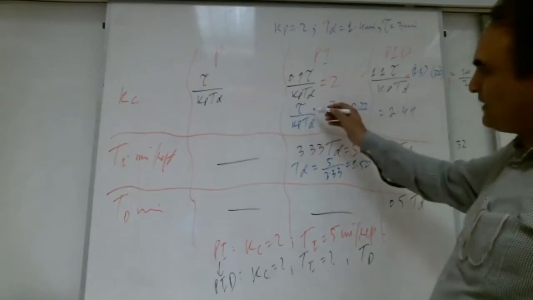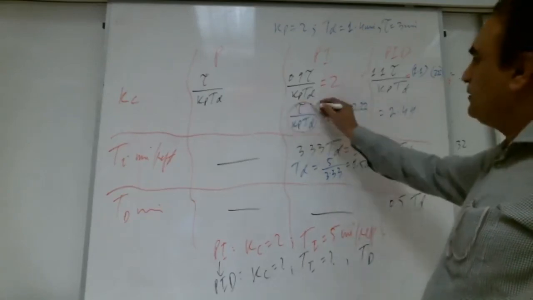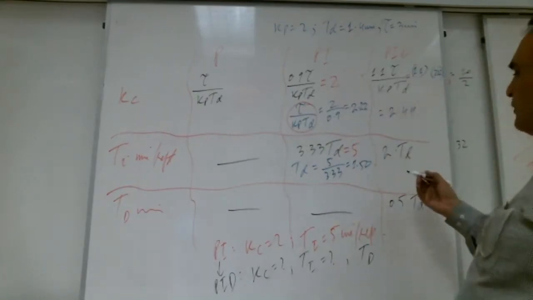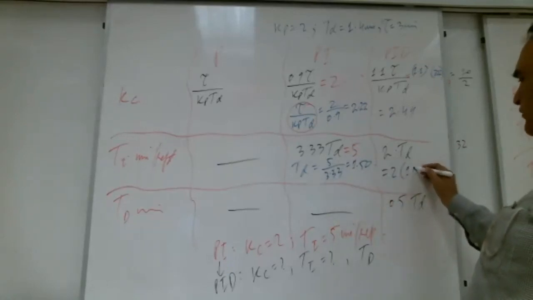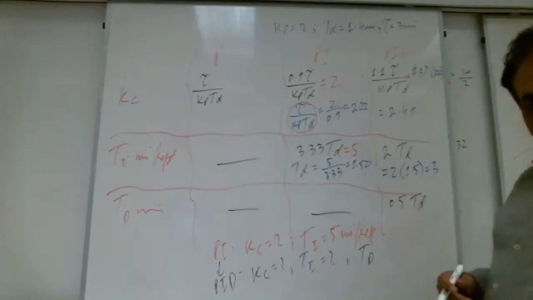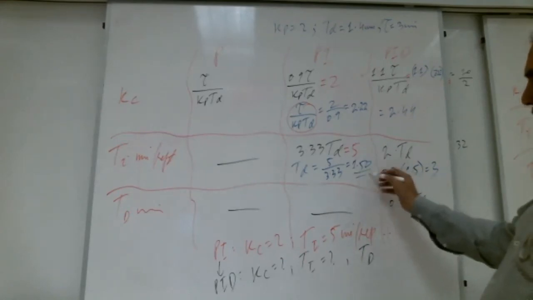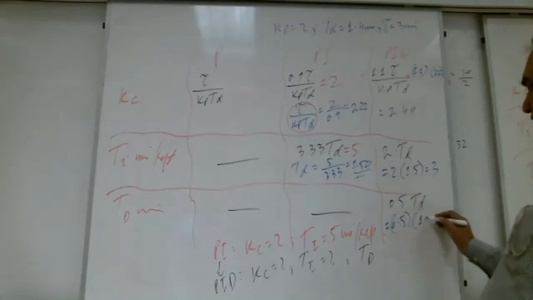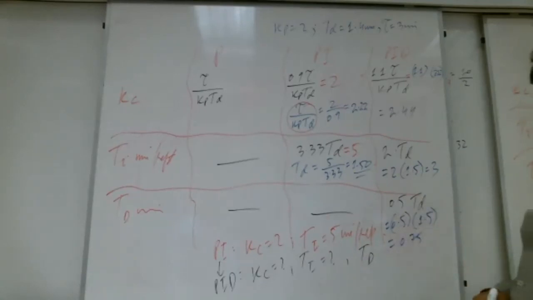So we take the value of this and put it here. How much is this? 2 into Td, you already found 1.5. How much? 0.5 into 1.5 is 0.75.